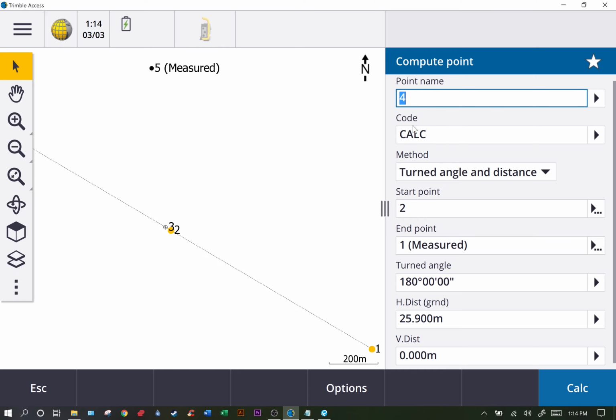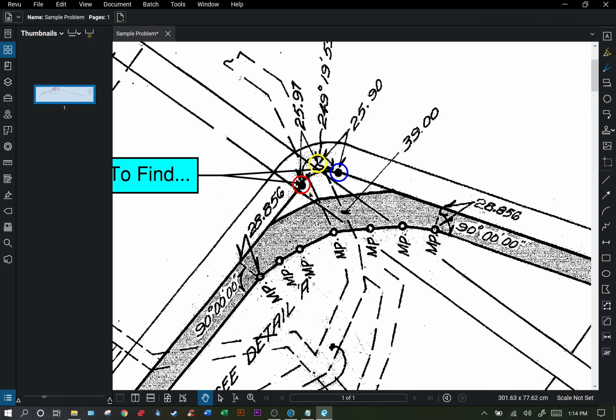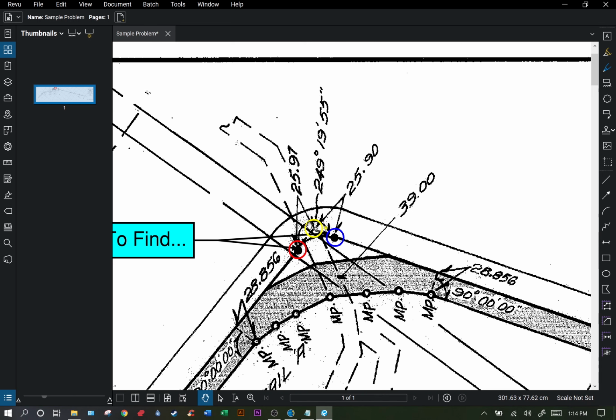Store as grid again. So my next point is point 4, and this one's going to be a little different because we're changing directions here. I can't keep continuing to use this baseline, and I don't have any information further down towards point 5. However, what I do have is the exterior angle of, I guess, what you would call the intersection of these two baselines. And so what I'm going to do is take a turned angle and a distance from my calced point 3, starting at point 2 and going all the way down to 4.